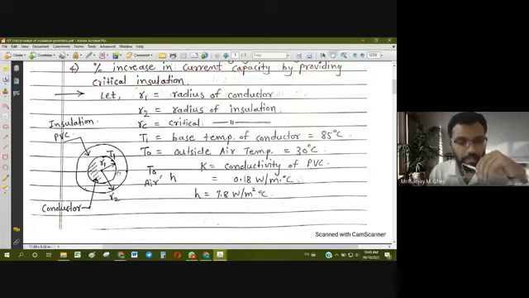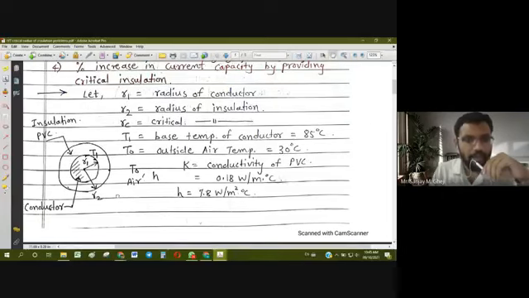This is a solid cylinder. Because a conductor, as you know, will not have any hollow part in it. It will be completely filled, so it is a solid cylinder. So for the conductor, the radius is R1, and for the insulation, the radius is R2 because of the added thickness. For the insulation, it will have inner radius R1 and outer radius R2.